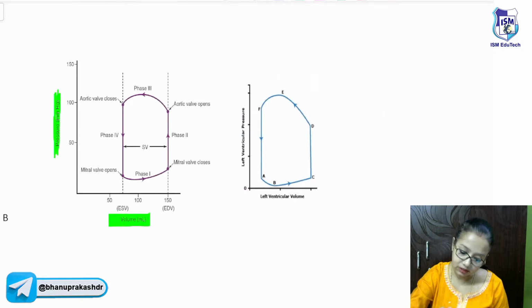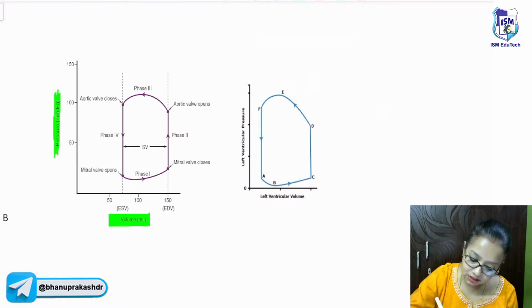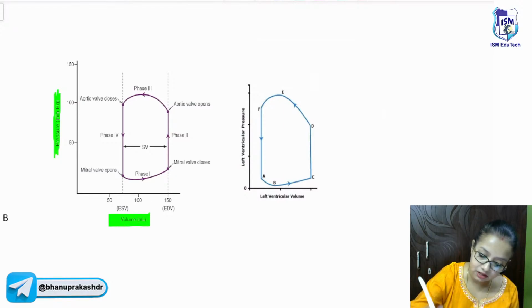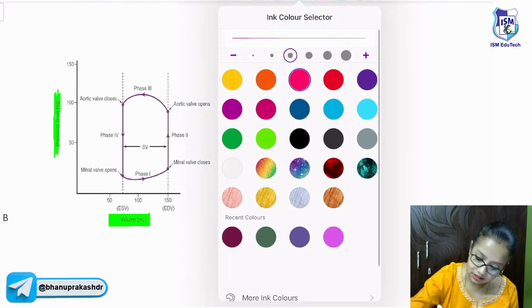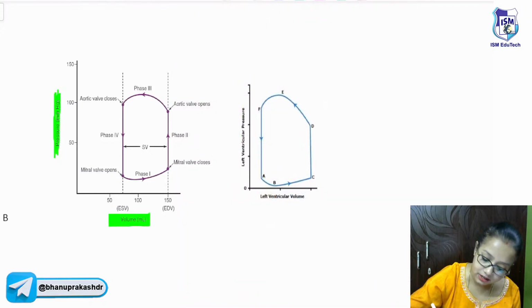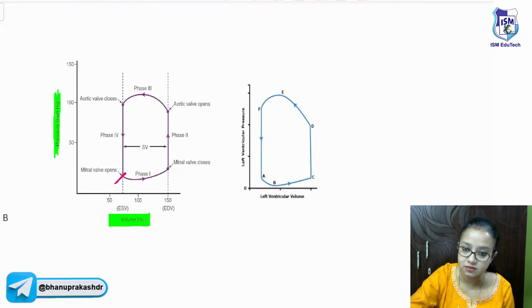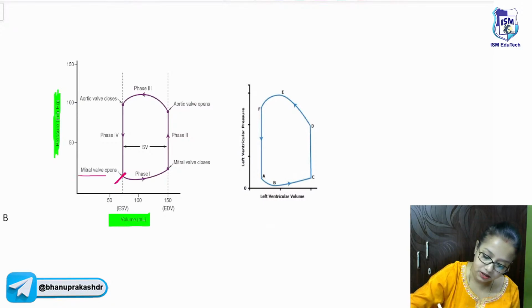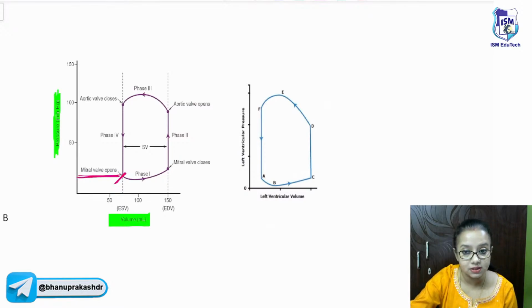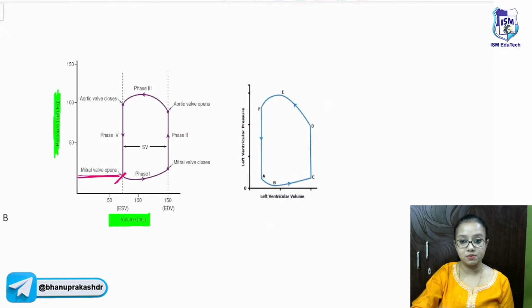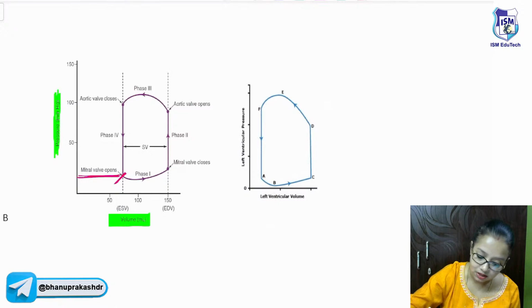Now, if we go by the events, the beginning of the loop starts with a point. This one was written as the B point in the Wiggers diagram. This is the point where the mitral valve or the AV valve opens. So right after the AV valve or the mitral valve opens, what happens? The filling of the ventricle happens, right? The passive filling phase happens. So this passive filling phase is phase 1.